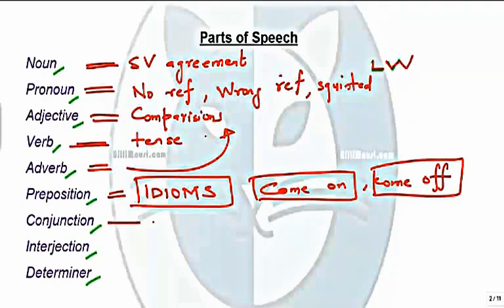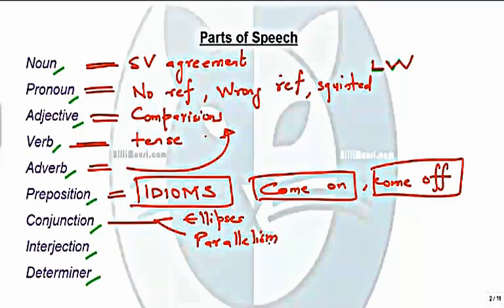Conjunction, again we have mainly two errors related to this. One is ellipsis. Don't get bugged by these jargons. They are merely names given to a particular kind of questions. Once you understand, you will find them very easy. Interjection is my favorite one, which plays with the emotions, and since exams are emotionless, they are not asked. Well, let's move on.